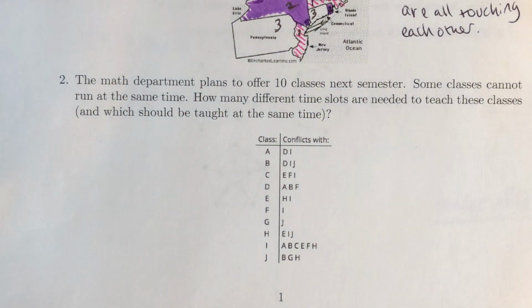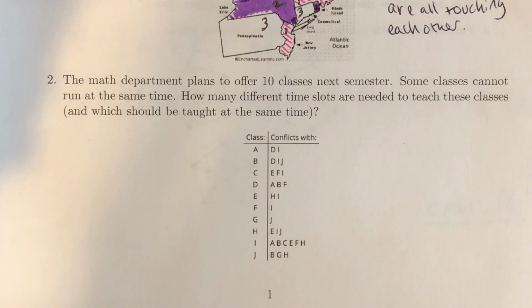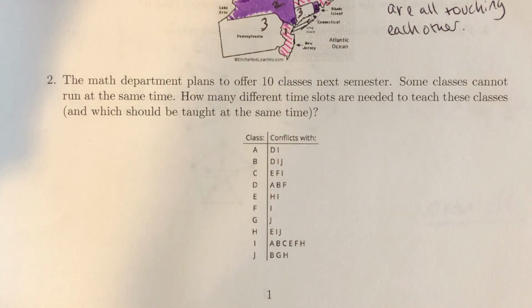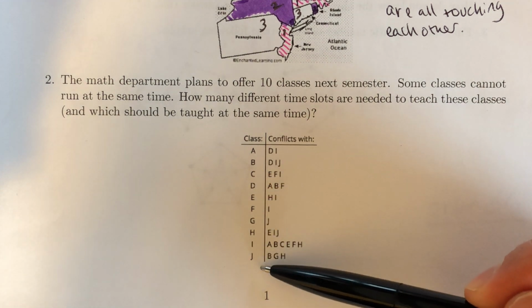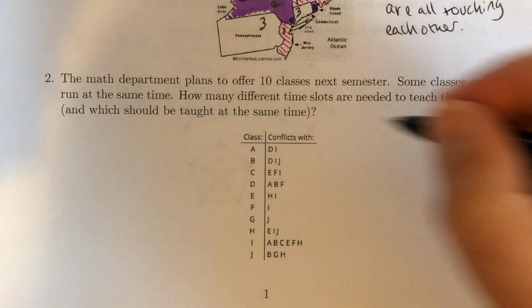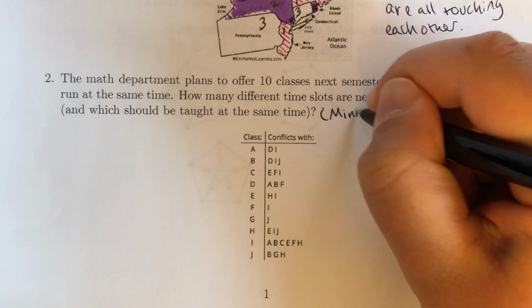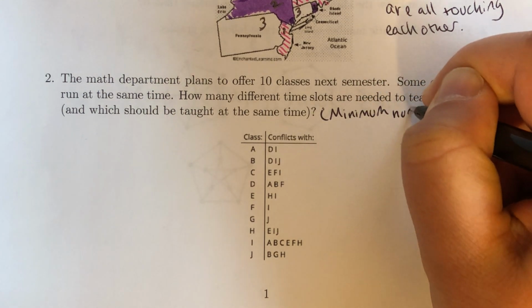All right, so problem 2 is kind of a similar style in some way. The math department is planning to offer 10 classes next semester. Some classes cannot run at the same time. How many different time slots are needed to teach these classes? Obviously you could do it in 10 different time slots, just give every class their own time slot, but we're trying to find the minimum number needed.